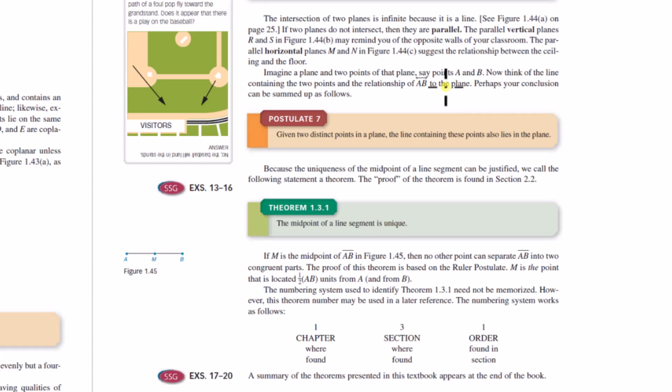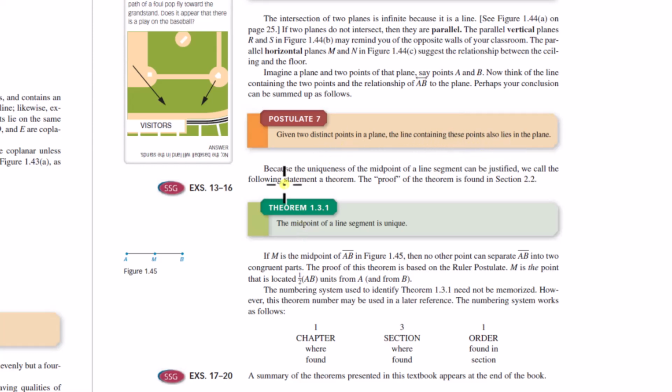What they're about to say is, if you have a plane that contains 2 points, and you think of the line that goes through those 2 points, then every single point of that line is contained within the plane. So given two distinct points in a plane, the line containing these points also lies in the entire plane.